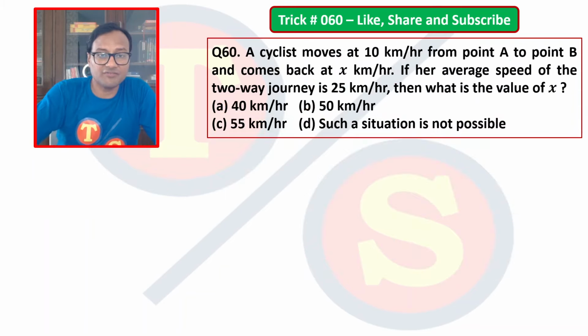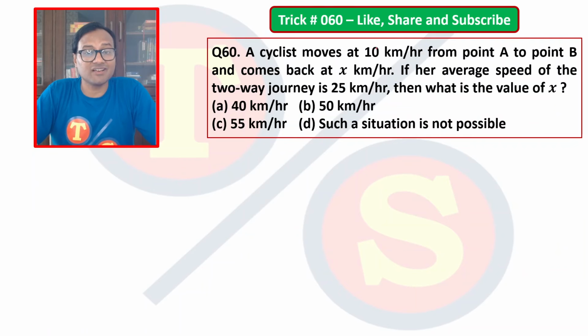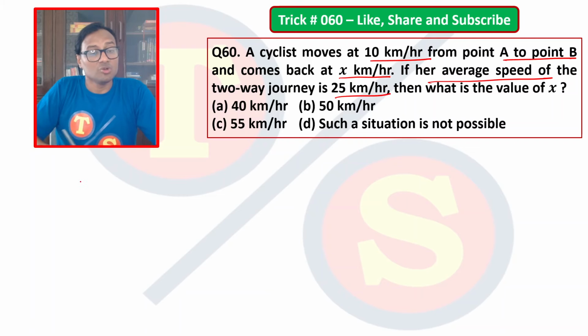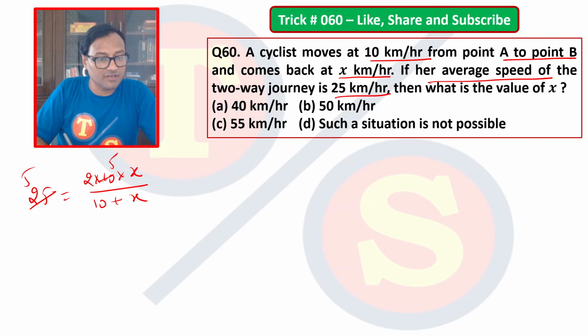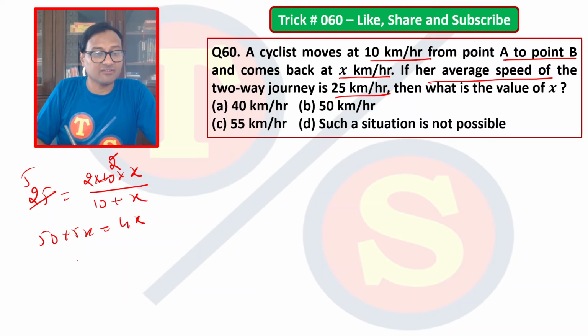Okay. After that, if I see question number 60. A cyclist moves at 10 km per hour from point A to point B and comes back at x km per hour, and her average speed of the two-way journey is 25. So if I apply the formula, then the first speed is 10, second speed is x, and here I can put 10 plus x. Then if I try to solve it, then we can say that it will be 50 plus 5x is equal to 4x, and then I will get to know that x is equal to minus 50.